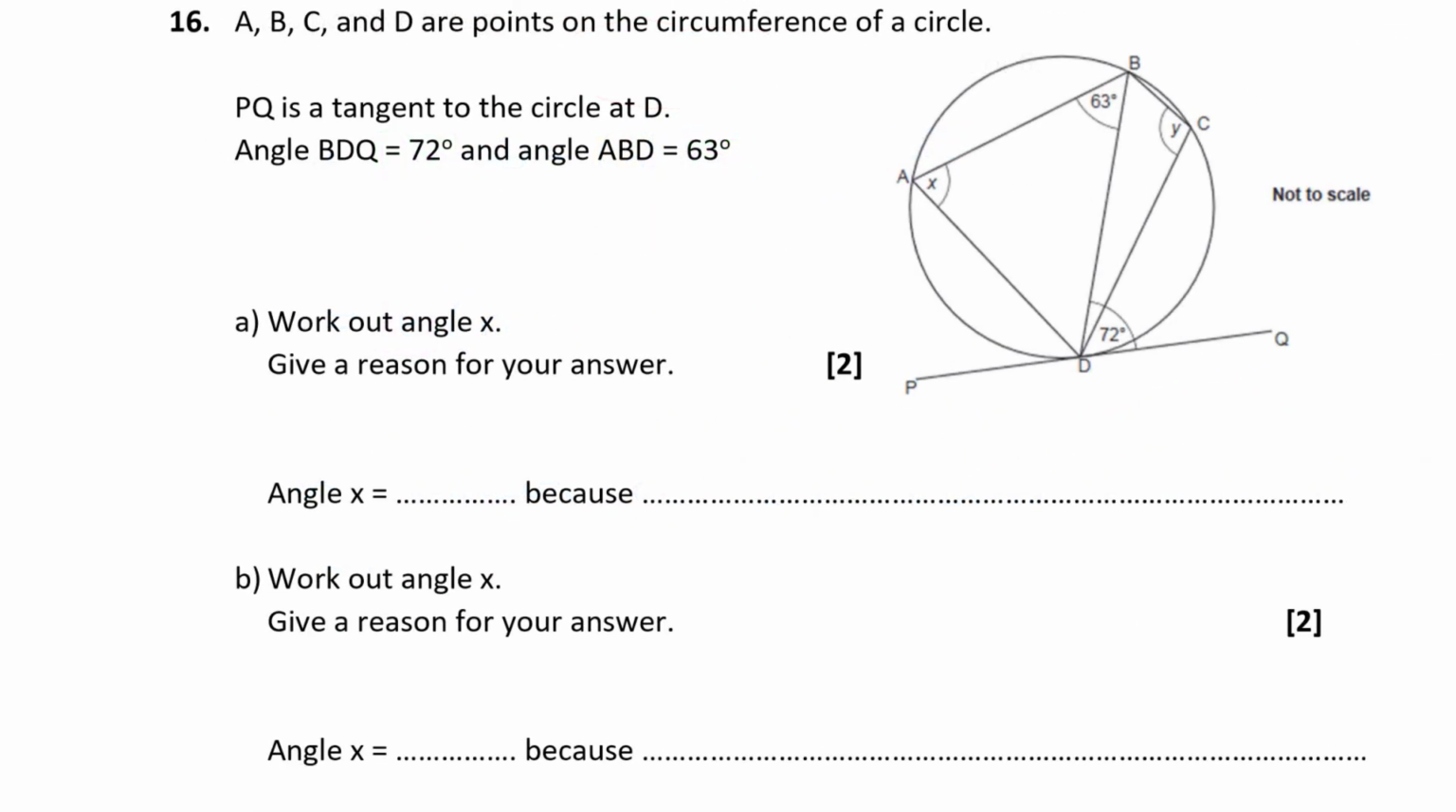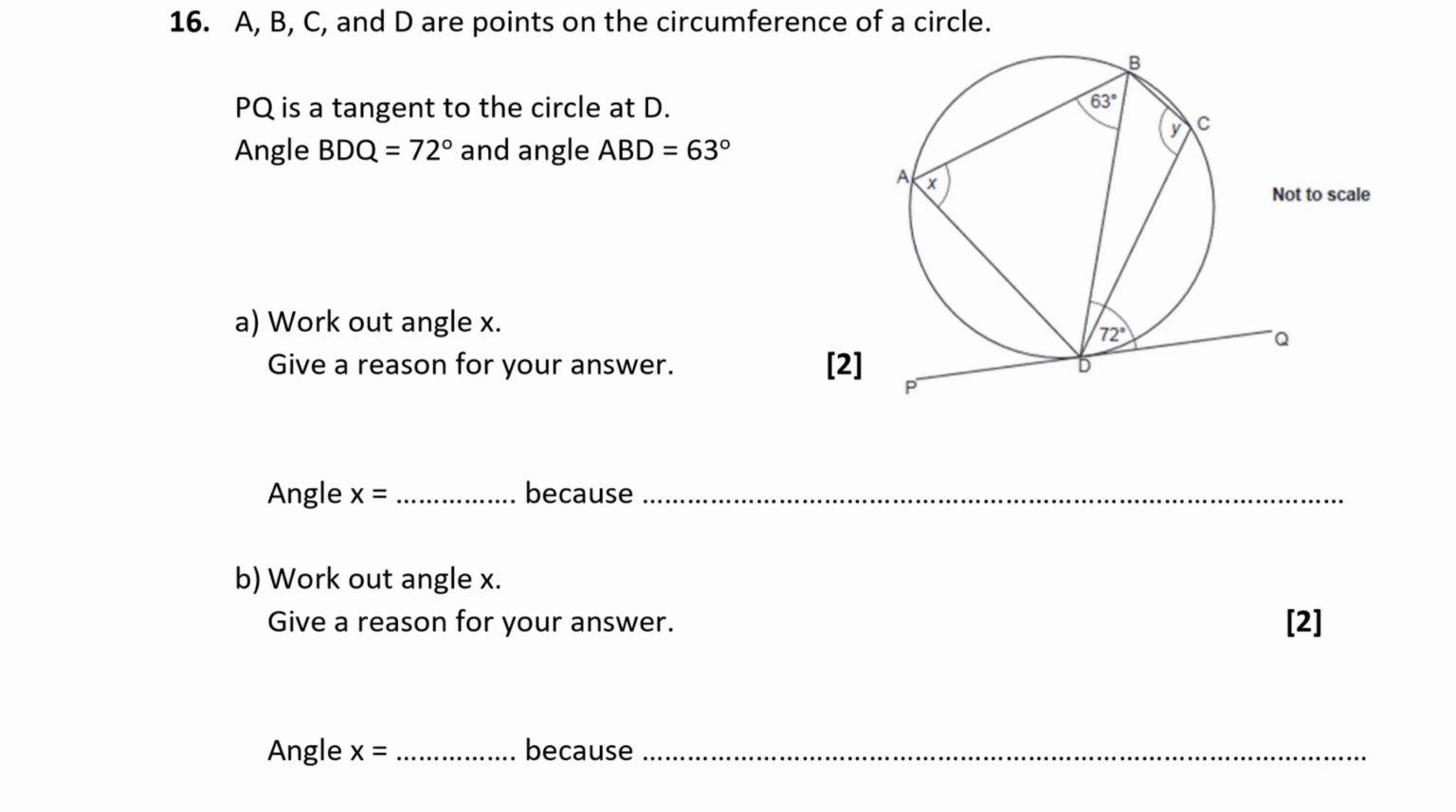Question 16. A, B, C, and D are all points on the circumference of a circle. PQ is a tangent to the circle at D, and angle BDQ is equal to 72, and angle ABD is 63. And we need to work out the angle X and give a reason for our answer.